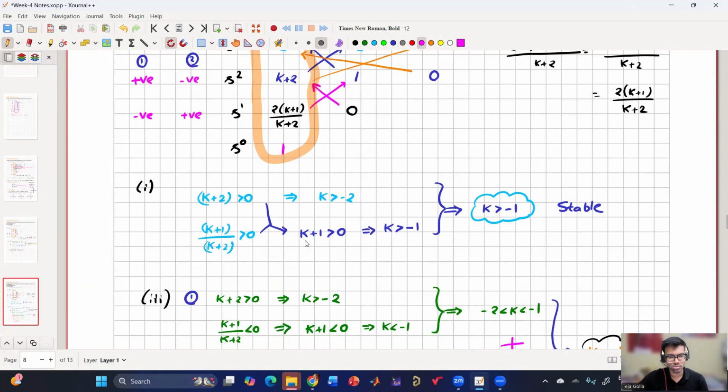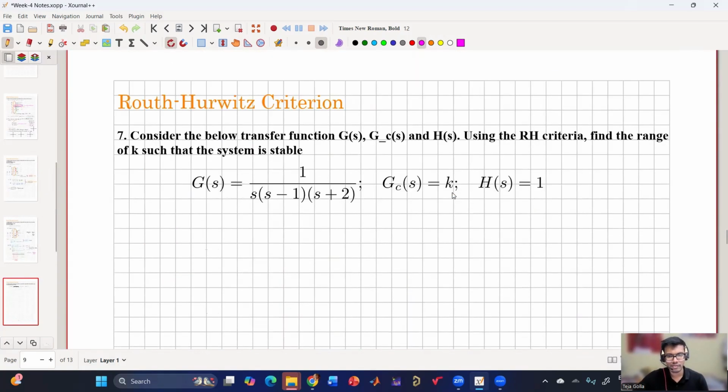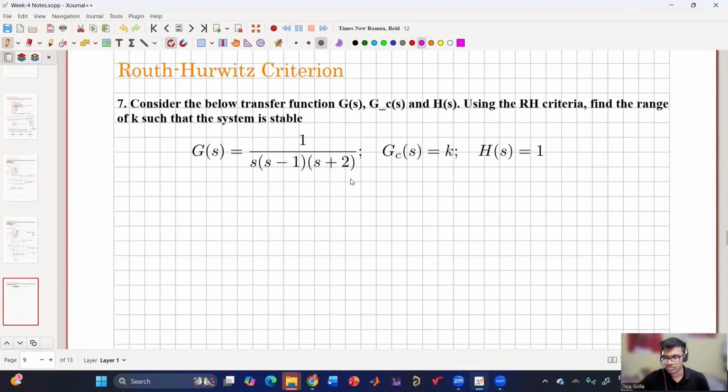Okay. So I think marginally stable. Then I have considered another such problem, which is a transfer function given, and I think I have not given the block diagram. So let me draw the block diagram.